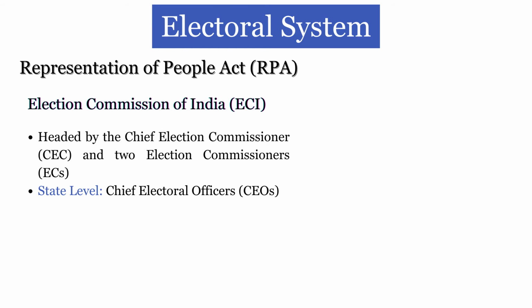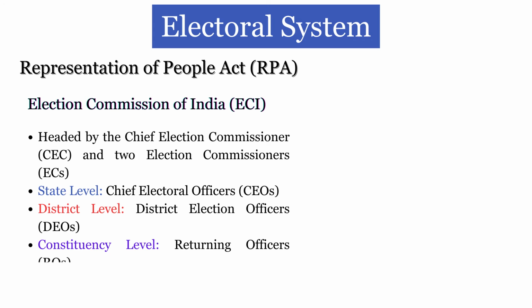At the state level, Chief Electoral Officers, coordinated with the ECI, manage the election machinery. District election officers conduct elections within their districts, adhering to ECI guidelines. Finally, at the constituency level, returning officers are appointed to oversee the entire election process, from receiving nominations to declaring results, ensuring free and fair polls.